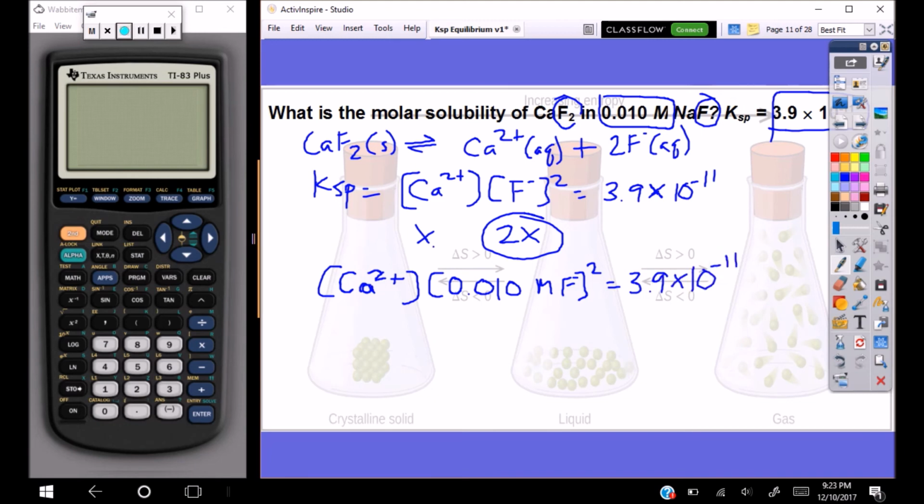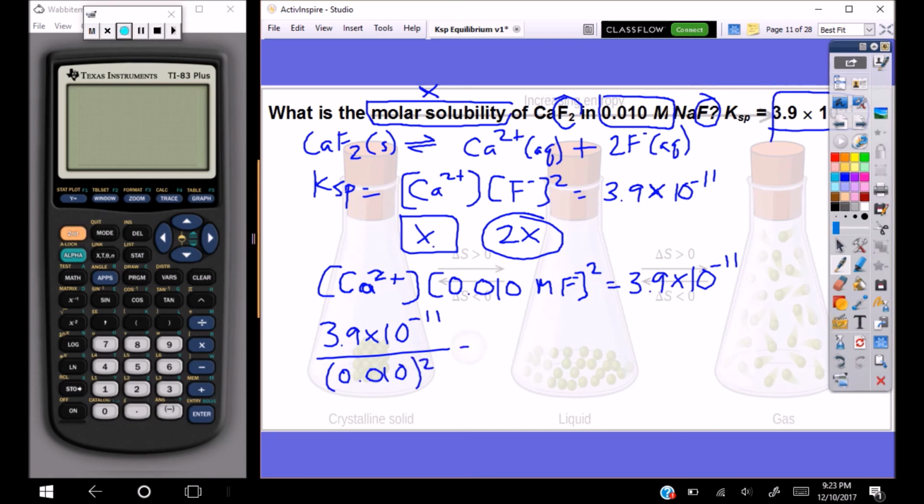Okay, so if I want to solve for molar solubility, anytime I say molar solubility, I'm referring to x. So I want to solve for x. Here's my x. So 3.9 times 10 to the negative 11th divided by 0.010 squared will give me my x, which is my calcium concentration.